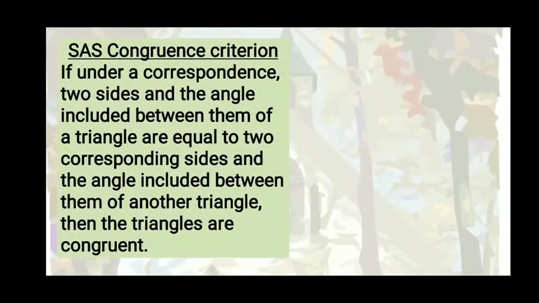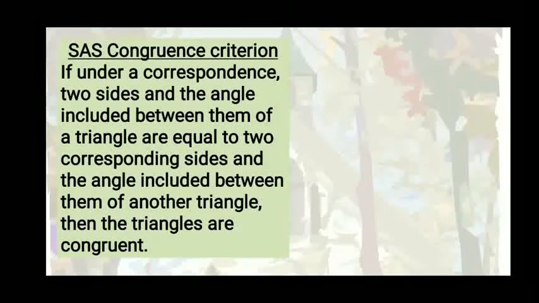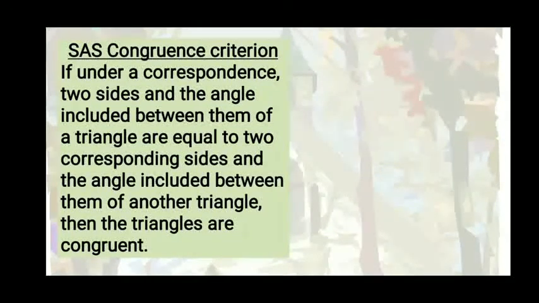Now the next test that we are going to study is the SAS congruence test. SAS stands for side, angle, side, and the statement reads, if under a correspondence two sides and the angle included between them of a triangle are equal to two corresponding sides and the angle included between them of another triangle, then the triangles are congruent. Here it means the two sides and the angle which comes in between, the keyword being included, that it means the angle should be sandwiched between these two congruent sides.